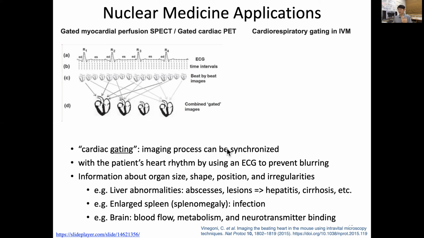It's an image process that can be synchronized with the patient's own heart rhythm by using ECG to prevent blurring. Because if we expose all this time, the heart is moving and it will be very blurry. So this is a very smart algorithm used for both SPECT and PET, and information about the organ size, now with relatively good resolution, shape, position, and irregularities can be detected. For example, liver abnormalities or abscesses or lesions, we can find hepatitis or cirrhosis. If there's an enlarged spleen, or splenomegaly, that can indicate an infection. Or in the brain, we can measure blood flow or metabolism, and even neurotransmitter binding, which is functional imaging.